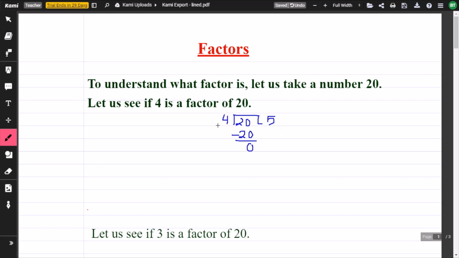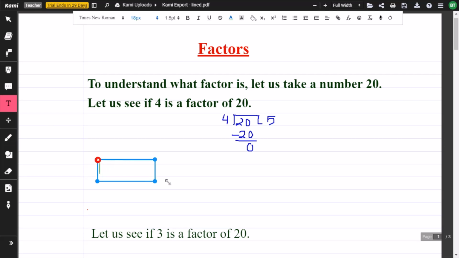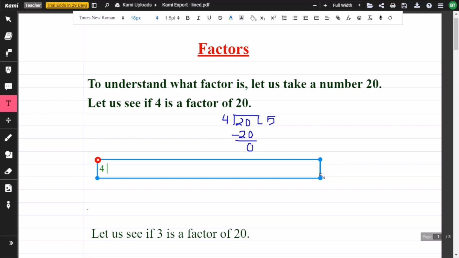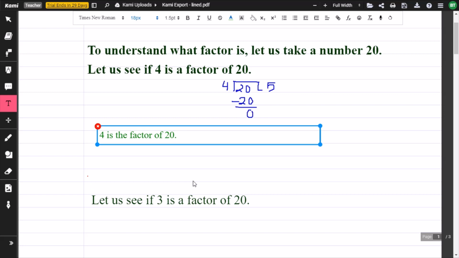So from this division, how do you know whether 4 is a factor of 20 or not? For 4 to be a factor of 20, 20 must be divisible by 4. In this division, you can see 20 is divisible by 4 because the remainder is 0. Which means 4 is a factor of 20. So we write here, 4 is the factor of 20.